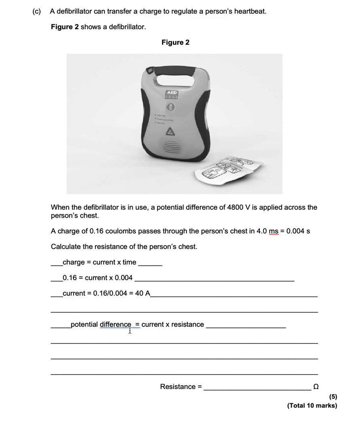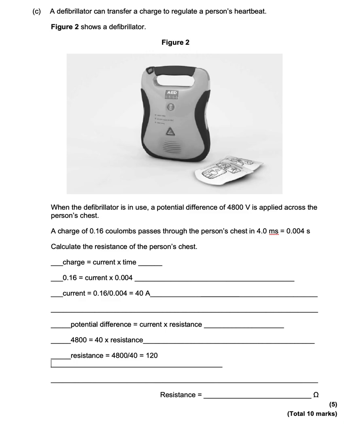And then we need to substitute that value in here. So potential difference we have: we write down 4,800 equals current, which we've just calculated, times resistance. Again, we want to rearrange that for resistance. 4,800 is on its own on one side of the equals, so I divide that by 40. And that will come up with an answer of 120 ohms. I'm going to write the word so I don't have to find the symbol on the computer. And I write my final answer here.